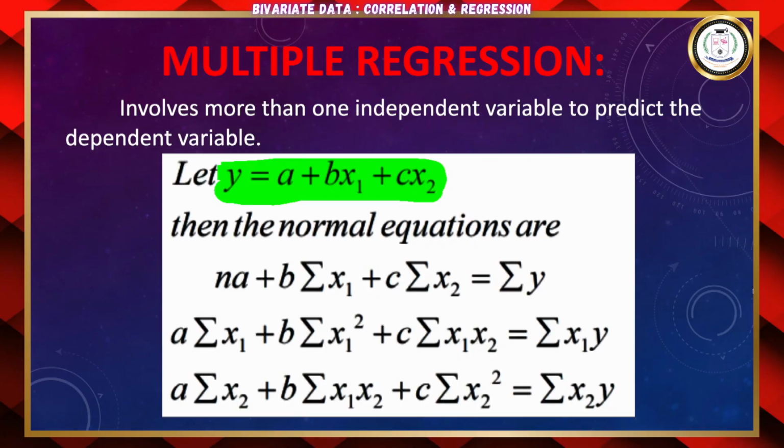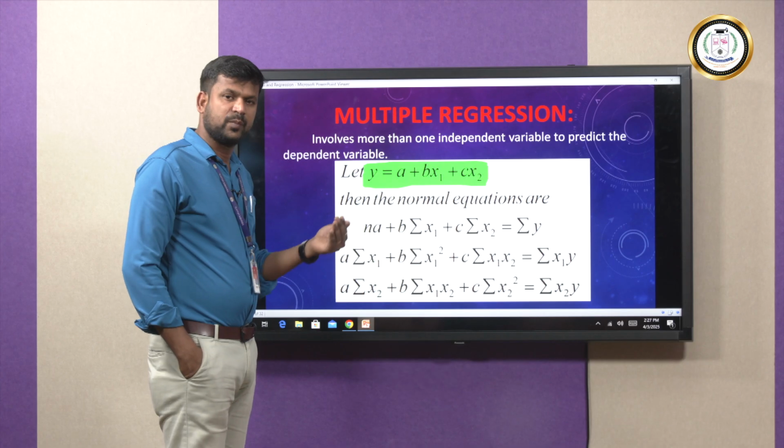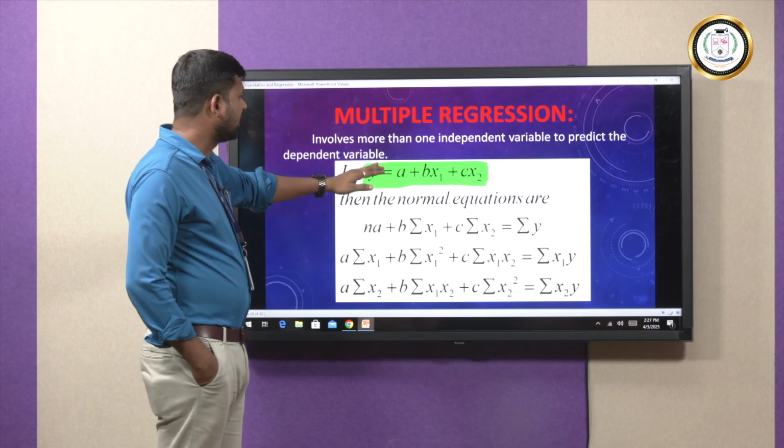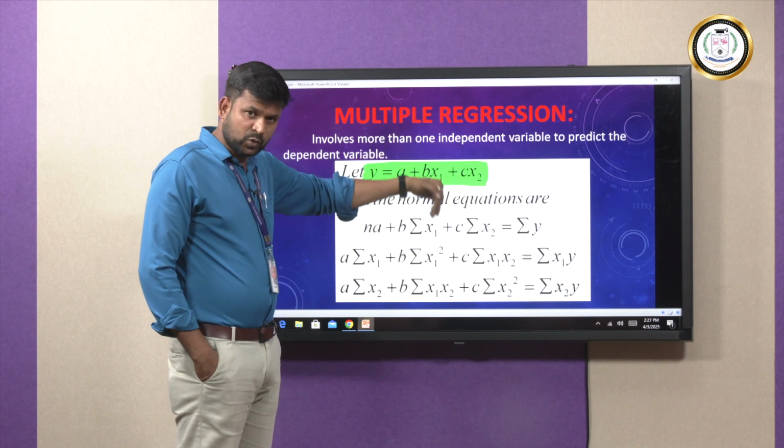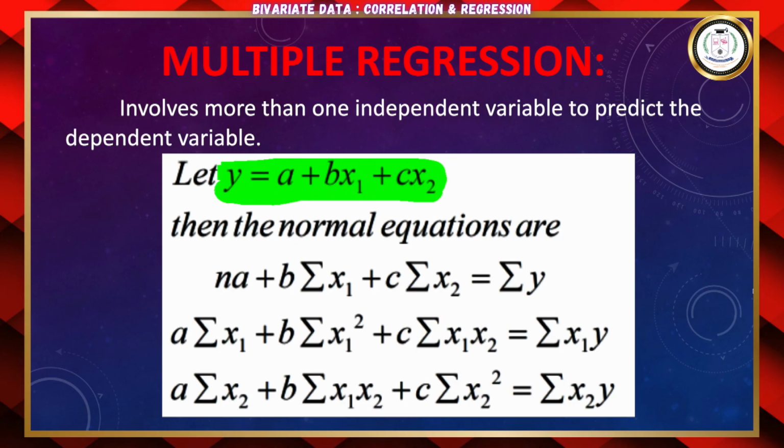And the last topic here is multiple regression. Multiple regression is where there are several independent variables and only one dependent variable. So just like a plus b x1 plus c x2, it's not only up to x2, we can extend this: d x3, e x4 and so on. It's based on the number of terms that exist in the given data.